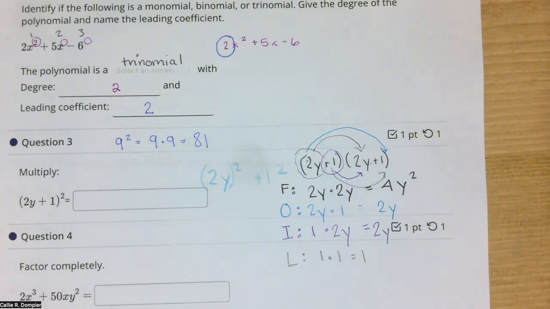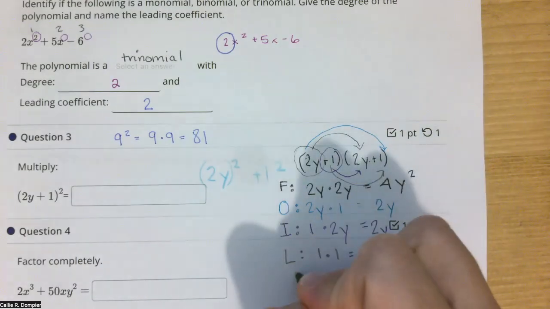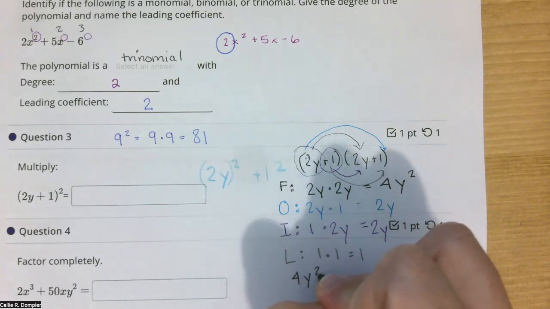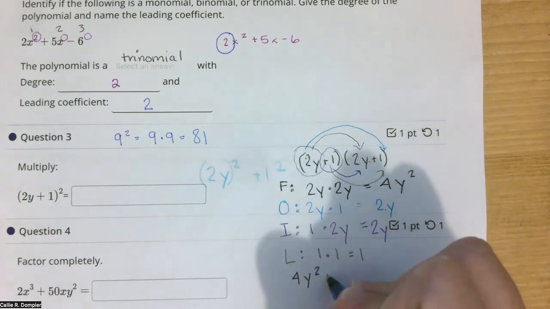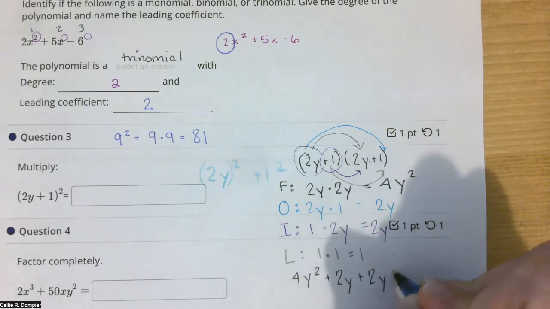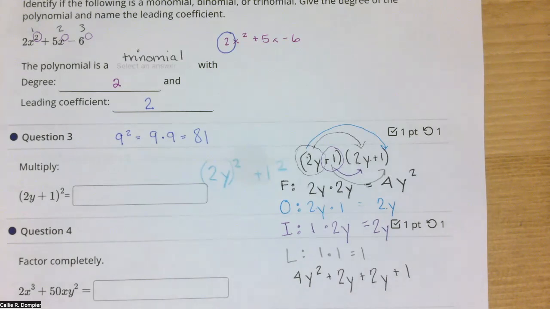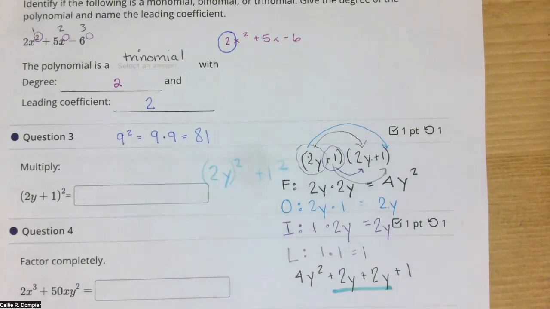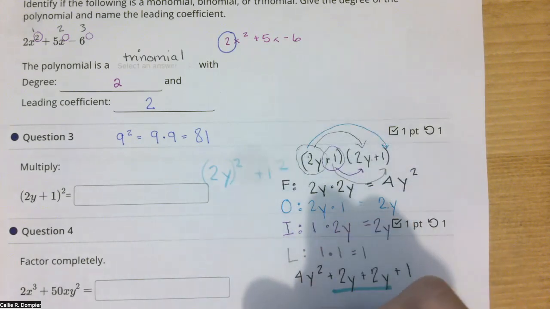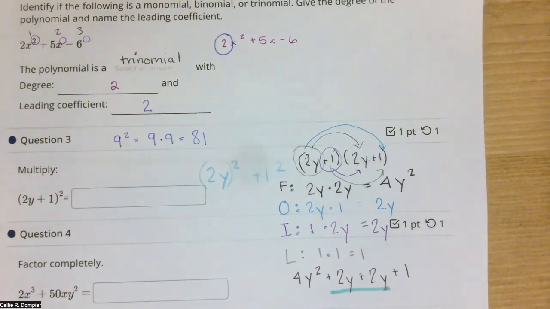So you're going to take all of that and combine them. They're all positive, so we're going to add them all. And it becomes 4y squared, don't forget the squared, plus 2y, plus 2y, plus 1. Okay, now this is our answer. However, we can combine like terms, okay? So it remains 4y squared, 2y and 2y is 4y, and 1. Oops, got off the page.